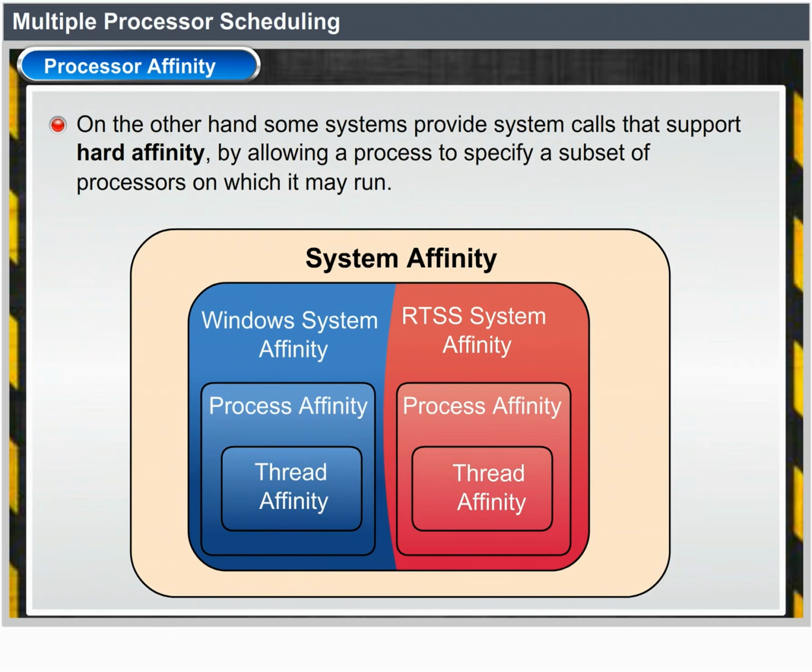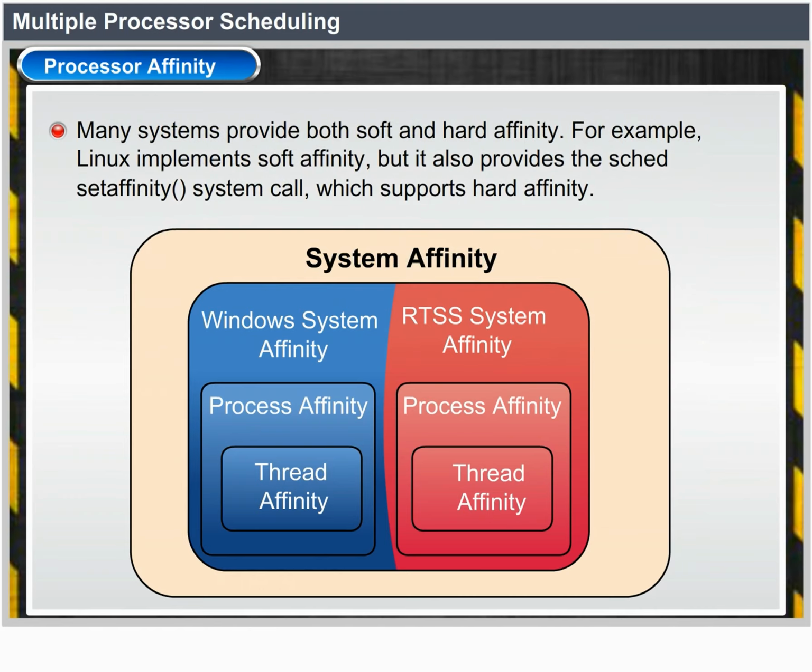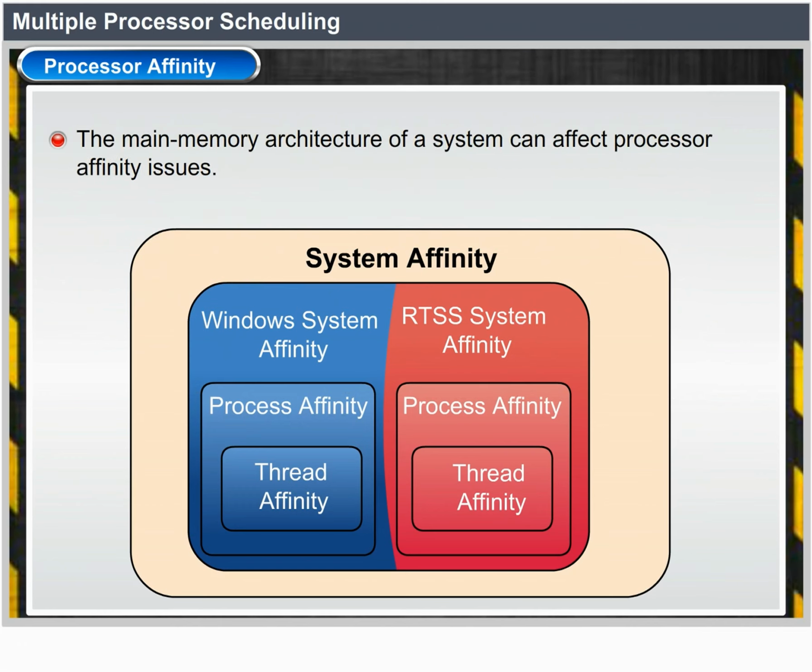In contrast, some systems provide system calls that support hard affinity, thereby allowing a process to specify a subset of processors on which it may run. Many systems provide both soft and hard affinity. For example, Linux implements soft affinity, but it also provides the sched_setaffinity system call, which supports hard affinity. The main memory architecture of a system can affect processor affinity issues.